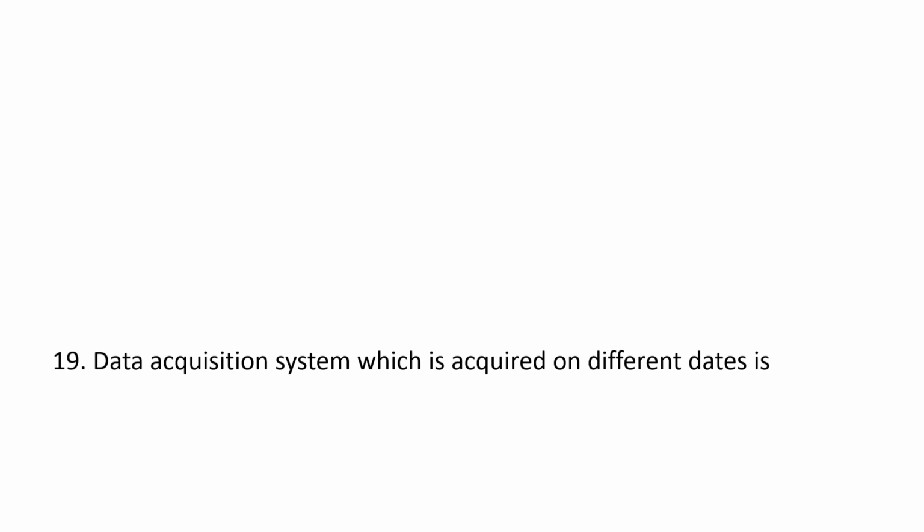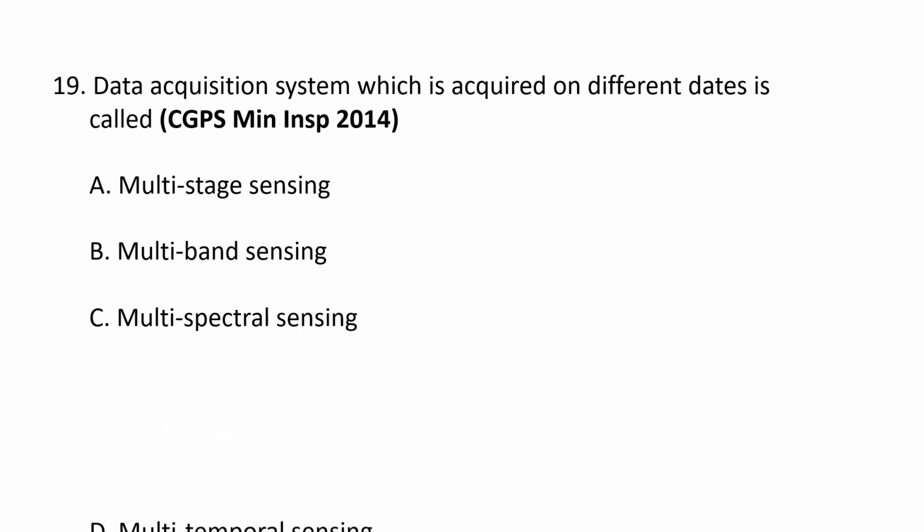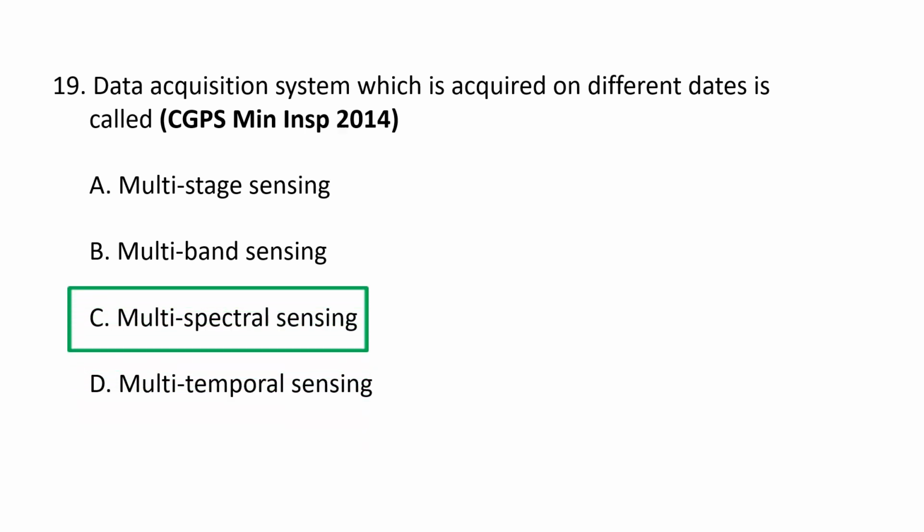Question. Data acquisition by system which is acquired on different dates is called A. Multi-stage sensing, B. Multi-band sensing, C. Multispectral sensing, and D. Multitemporal sensing. Data acquisition system which is acquired on different dates is called multispectral sensing. So C is the correct option.